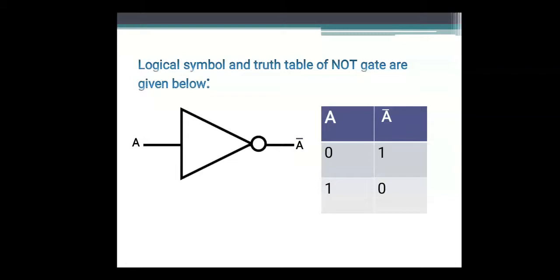This is the truth table for the NOT gate, where A is the input and A bar is the output. If we take the input as 0, then it gives the opposite of the input, that is, A bar is 1. If we take the input as 1, the output is 0, the opposite of 1, because here they are either low or high. So if the input is 0, the output is 1. If the input is 1, the output is 0. This is about the NOT gate.